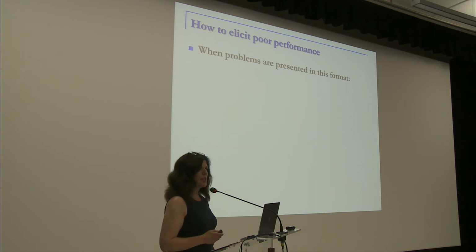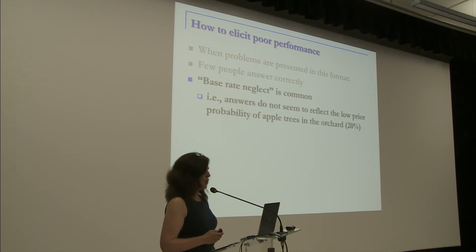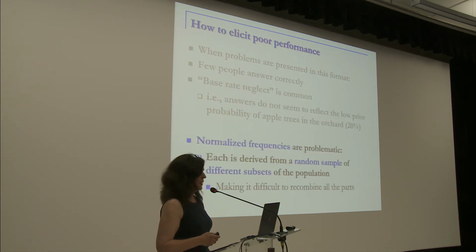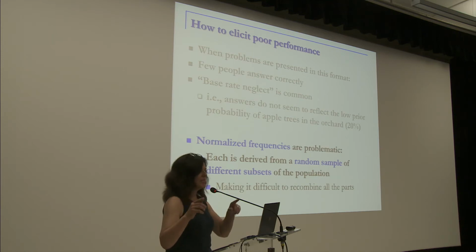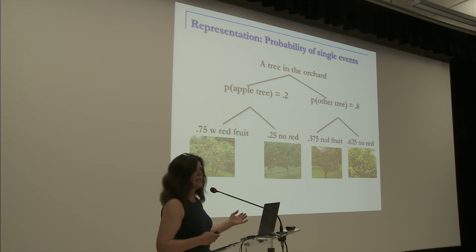So when problems are presented in this format, few people answer correctly. Base rate neglect is common. That is, answers do not seem to reflect the low prior probability of apple trees in the orchard. And if you think about it for a second, normalized frequencies are problematic because each is derived from a random sample of different subsets of the population of trees in the orchard, making it difficult to recombine all of those different rates, the true positive rate, false positive rate, et cetera. So this is a representation of that problem.